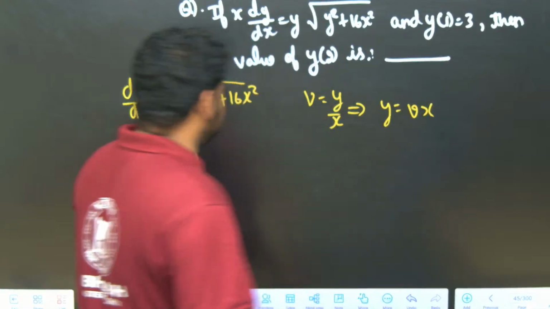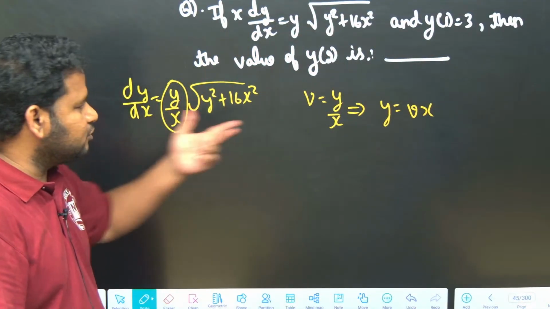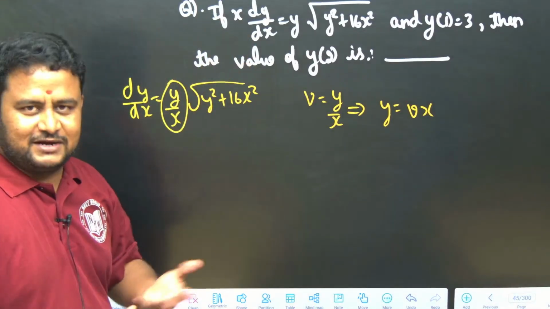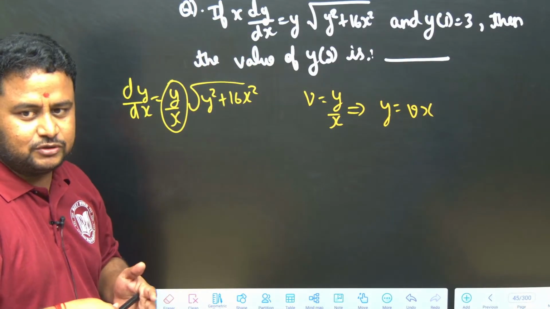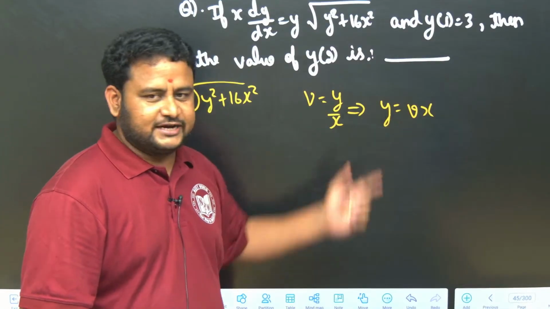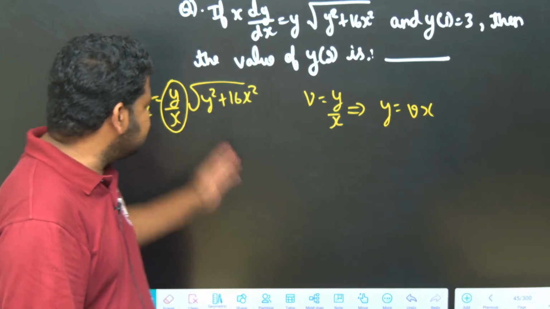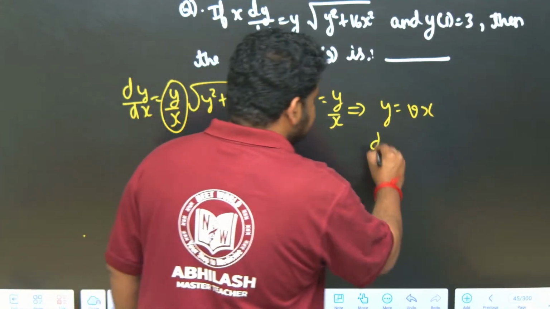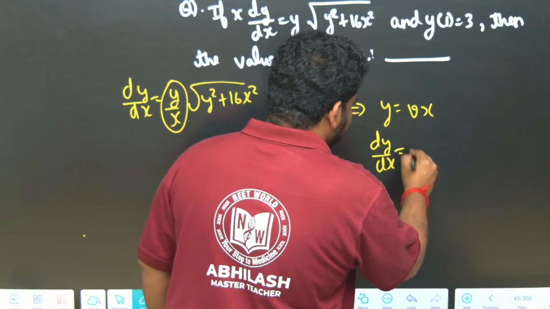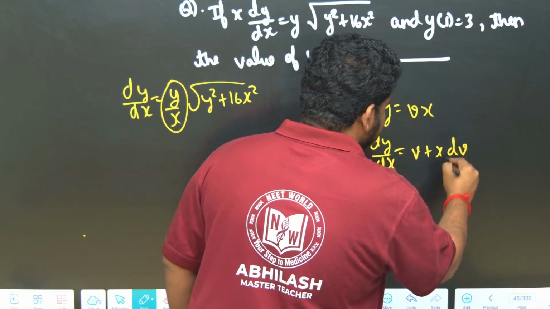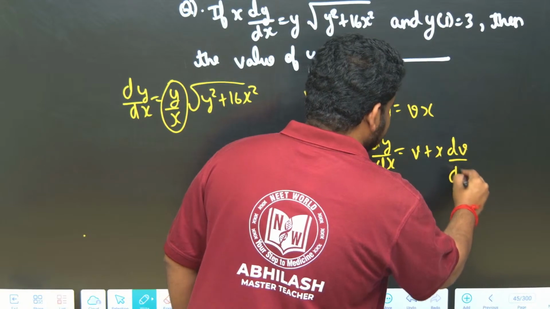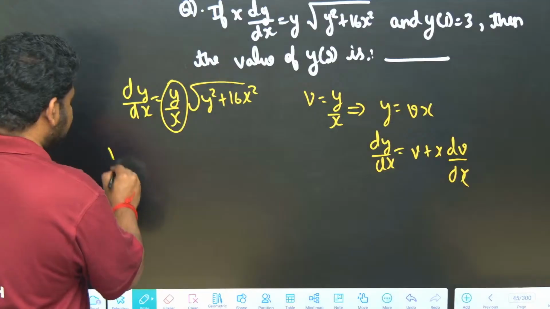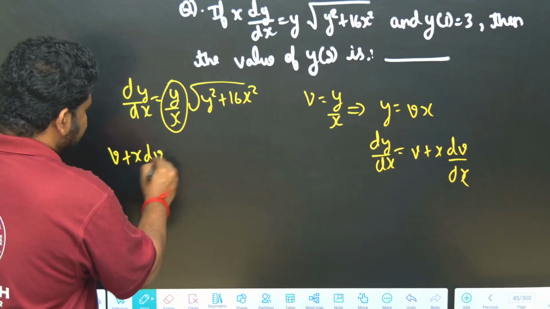If you are getting confused, such type of values you have to do substitution, or if you have memorized it, you can put y is equal to vx directly. Otherwise you know y by x, you have to put the value. So this will give me dy by dx is equal to v plus x into dv by dx. Wherever dy by dx is there, I should put v plus x into dv by dx. So this will become v plus x into dv by dx.